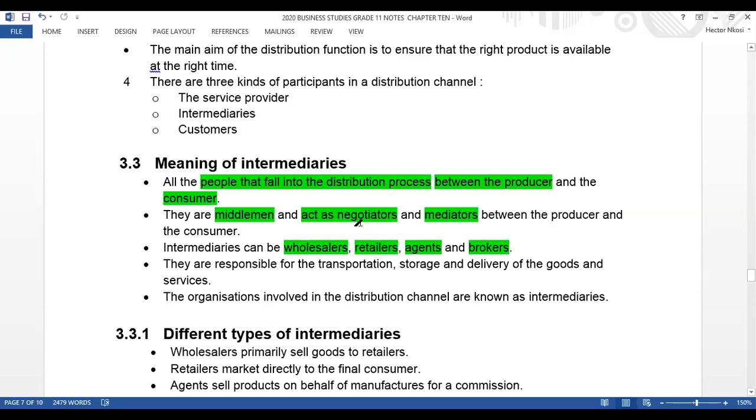Now, I want to give you a task for a minute, and please do it, guys. I want you to give me an example of a wholesaler, an example of a retailer, an example of an agent, an example of a broker. Only a minute, and your time starts now.